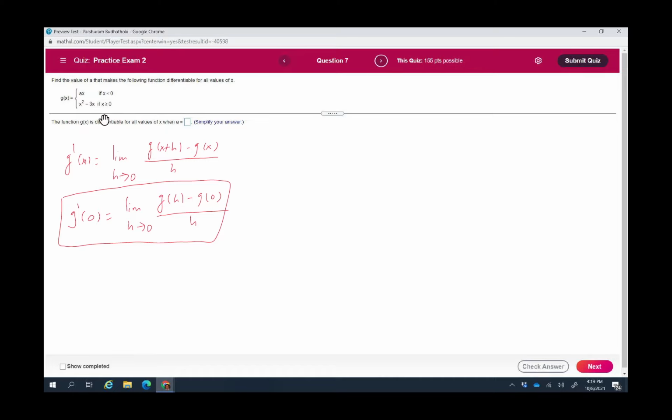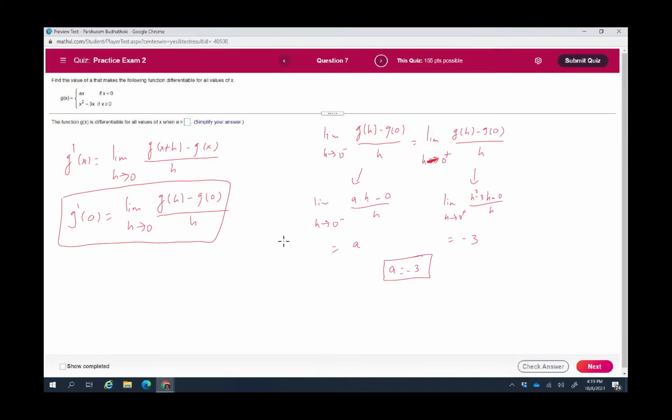So this function would be differentiable everywhere, especially at 0, because on the left side of 0 it's already differentiable since it's a linear function. On the right side of 0 it's already differentiable because it's a polynomial function. But at 0, to be differentiable, this limit should exist, and the limit does exist if the left-hand limit when h approaches 0 and the right-hand limit when h approaches 0 are the same, meaning this limit exists if this value and this value are both the same.